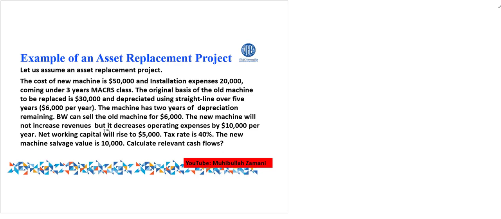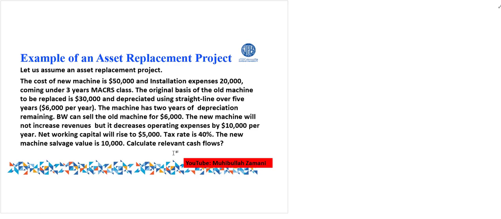The new machine will not increase revenue, but it decreases operating expenses by 10,000 per year. Net working capital will rise by 5,000. The tax rate is 40%. The new machine's salvage value is 10,000. Calculate the relevant cash inflow.